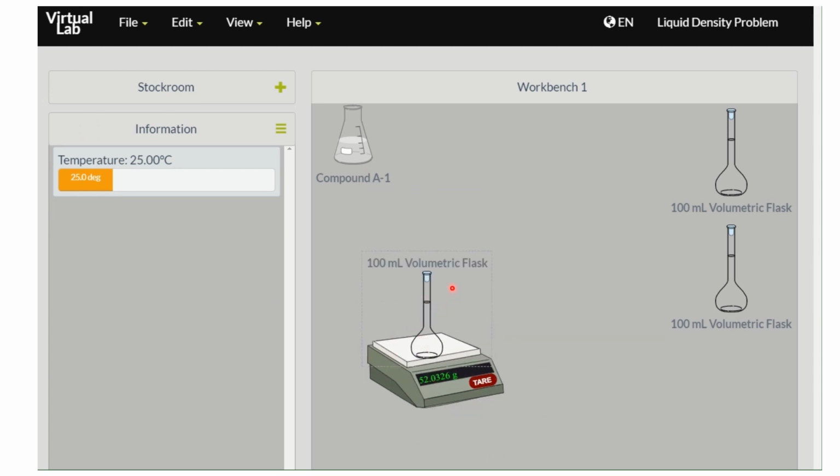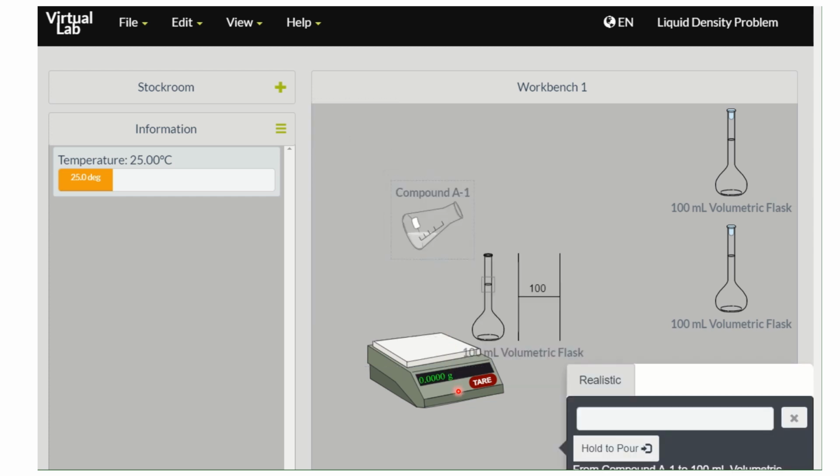I weighed my volumetric flask. All you have to do is bring it on top of the scales until it feels it, and then it'll show you the measurement. You record that, and now I am pouring my compound A1 into my empty volumetric flask. Now this is going to be the part that might be a little bit tricky.